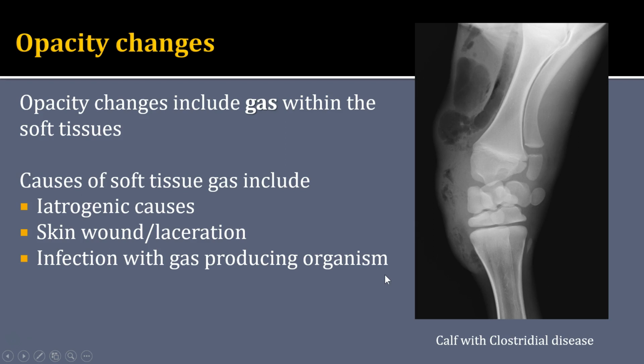Certainly a skin wound or laceration, so communication with the external environment, can lead to gas within the soft tissue. And then the final and least common would be infection with a gas-producing organism, which is what we see to the right of the slide in this calf. Soft tissues of the antebrachium and the carpus, there is a large amount of gas opacity within soft tissues that also have increased soft tissue and fluid opacity, and this is Clostridial disease.